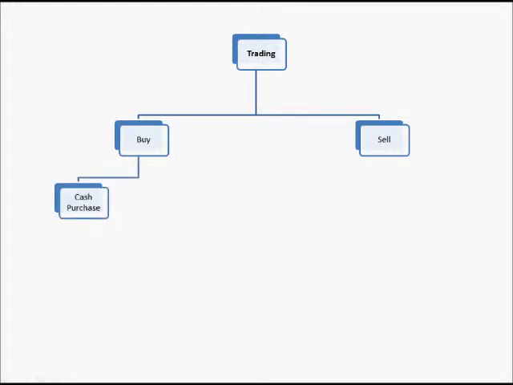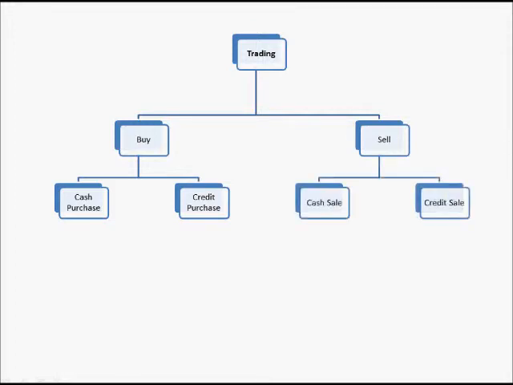So when we buy things for cash, that's a cash purchase. When we buy things on credit, that's a credit purchase. When we sell things for cash, it's a cash sale. And when we sell things on credit, that's a credit sale. So let's look at each of these 4 different financial transactions: cash purchase, credit purchase, cash sale, credit sale, and what impacts would they have on specific accounts.